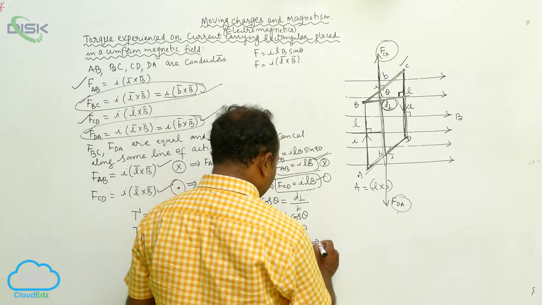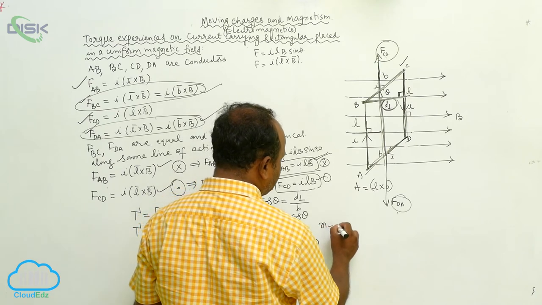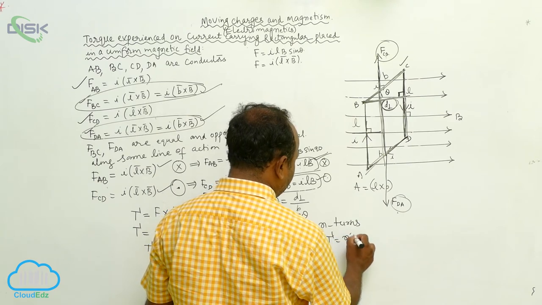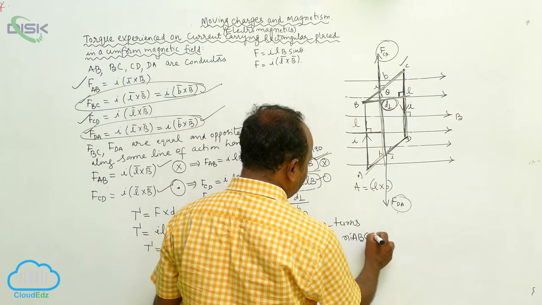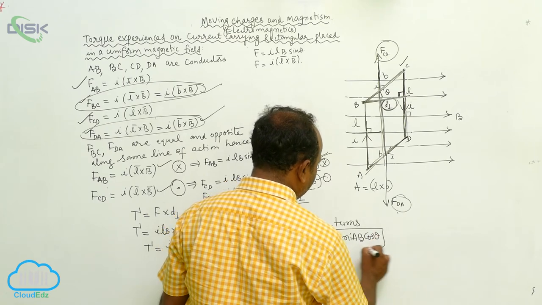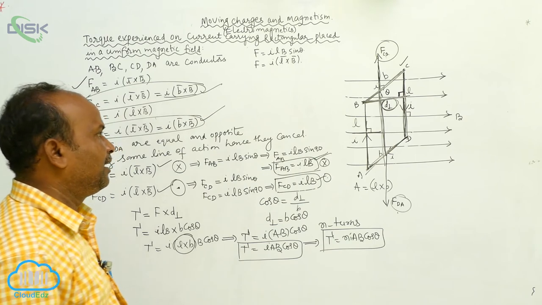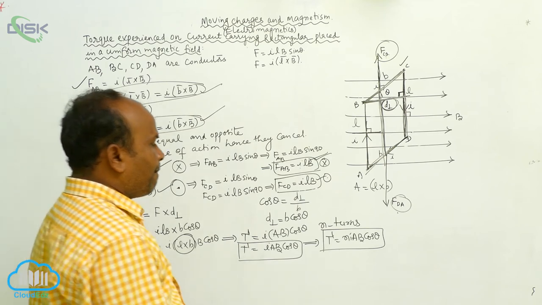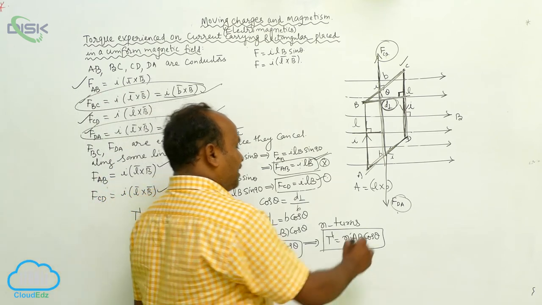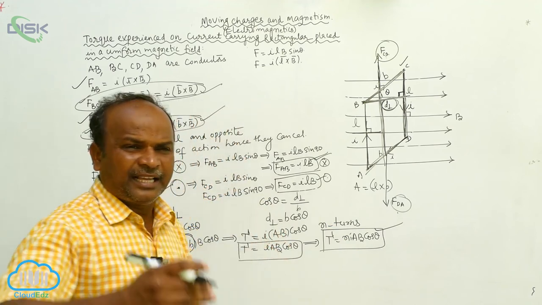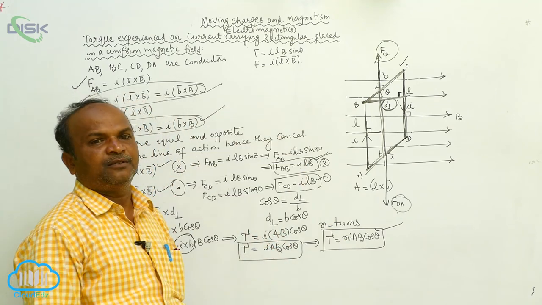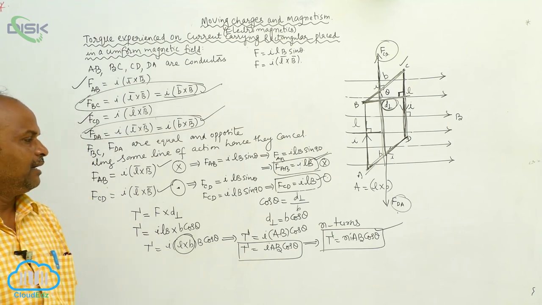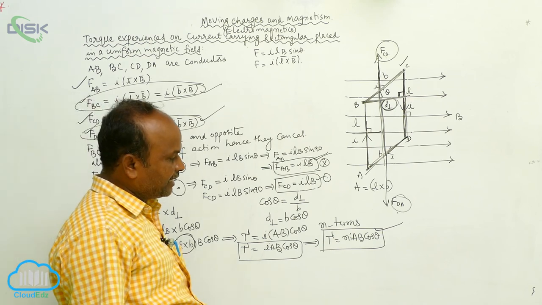Now here in this case, if the coil has n turns, tau is equal to NIAB cos theta. Now let us consider, what is theta? Theta is the angle made by the coil with respect to the magnetic field.